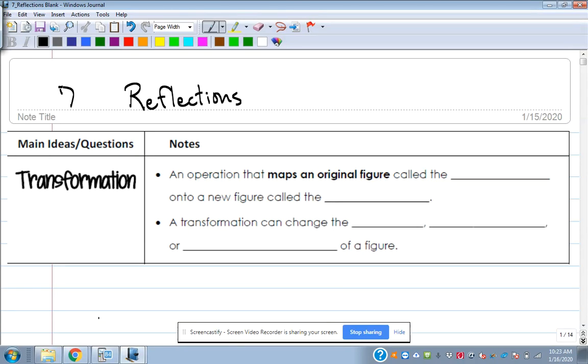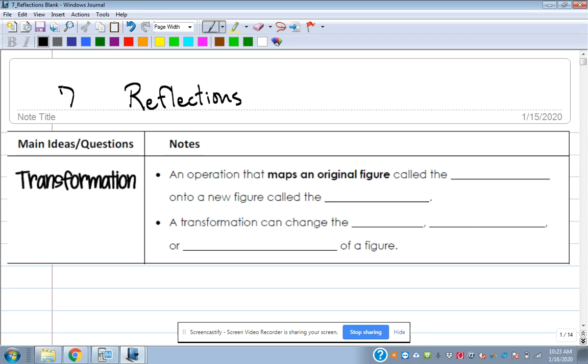All right, so we're going to do reflections first, which is the first handout I gave you. It should have the triangles, and it says reflection there in the second box. So we're going to start. Talking about transformations, transformations in general is the unit we're doing here.